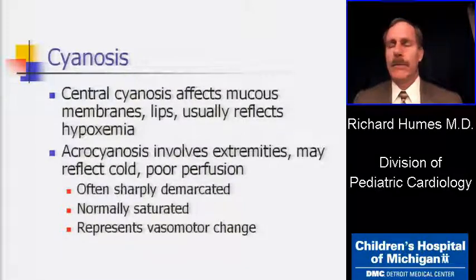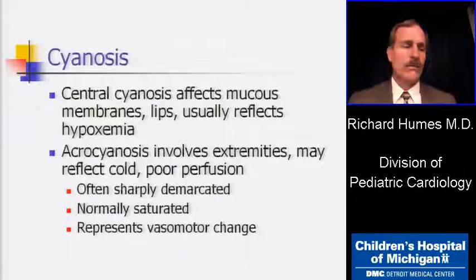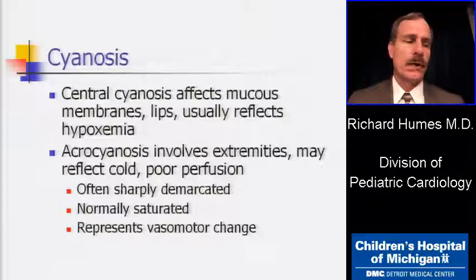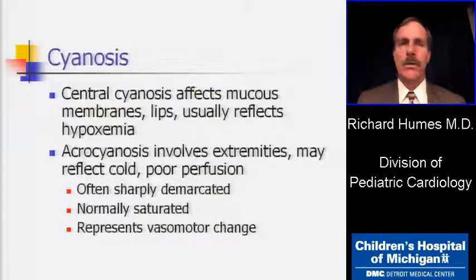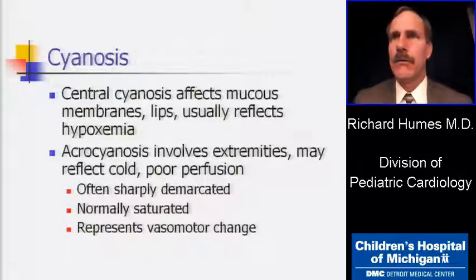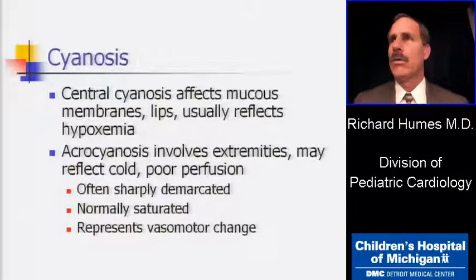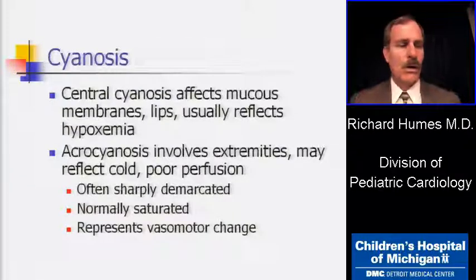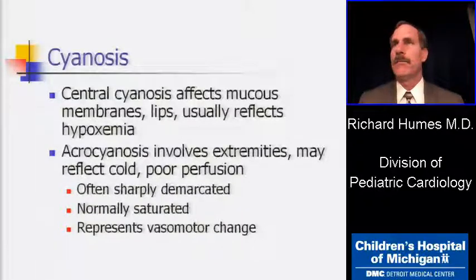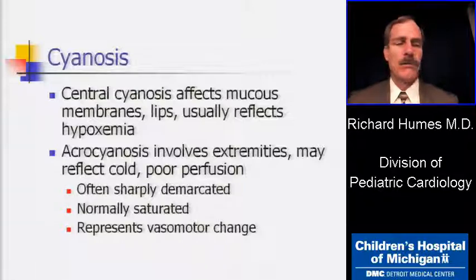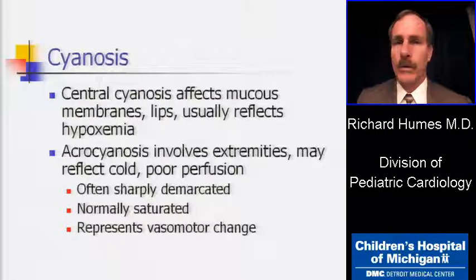The question that seems to be posed on the boards that they want us to go over is the issue of central cyanosis versus peripheral cyanosis. Central cyanosis you will see in the mucous membranes, in the center of the body, in the lips, and usually reflects that amount of hypoxemia. So you have an overall general cyanosis, whereas acrocyanosis generally will involve the extremities and may reflect perfusion or things that will affect peripheral perfusion. It can often be more demarcated, but the patient in that setting is normally saturated, and this can often be just a transient vasomotor change.